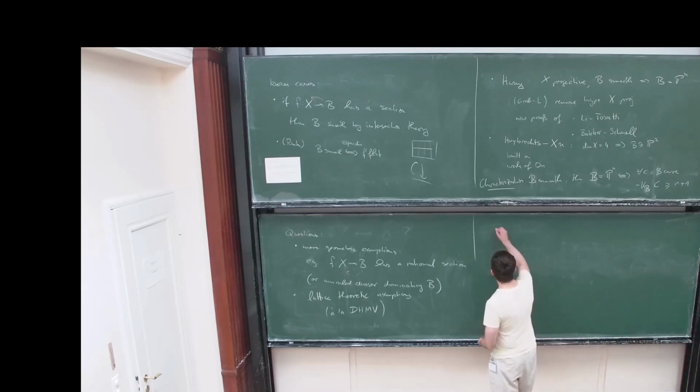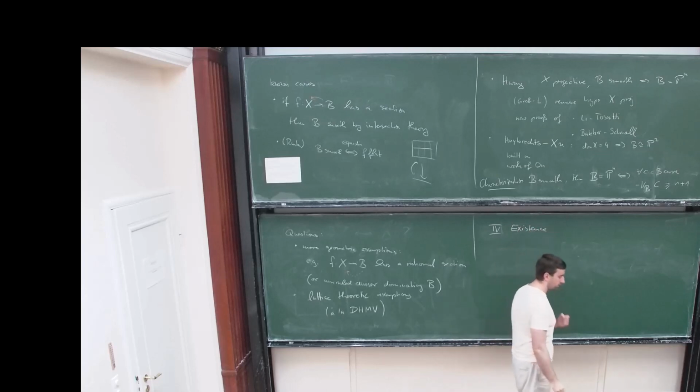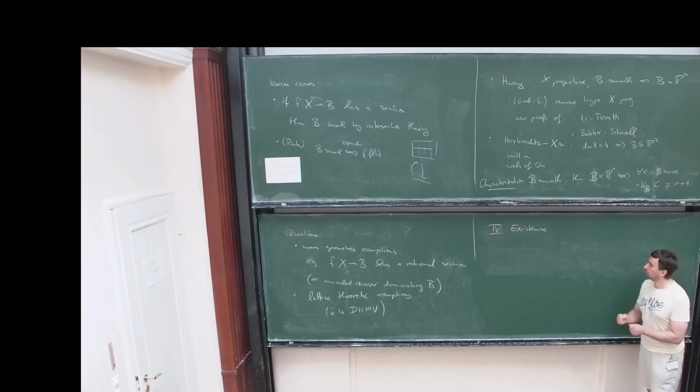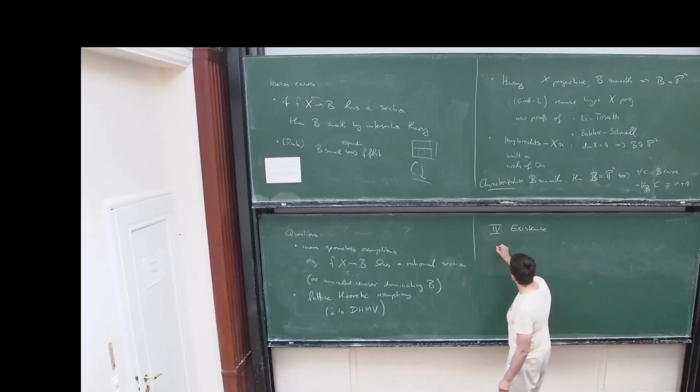Right. The next topic would be existence. In the K3 case, this was pretty simple. You just had an isotropic nef class, and then by Riemann-Roch you could show that it actually gives rise to a Lagrangian fibration. Here, it's again a conjecture.